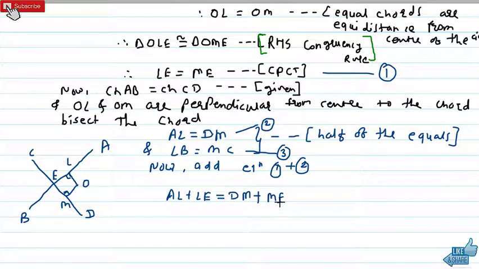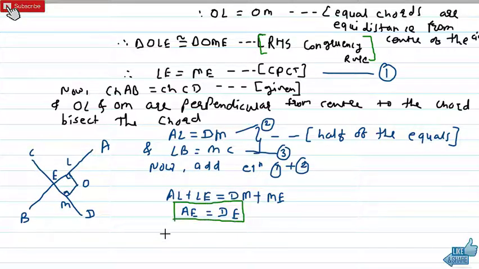So AL plus LE gives me AE, that is the corresponding part, is equal to DM plus ME, which gives me DE, correct? And that we have to prove. So this is my first part, the corresponding part, is proved.